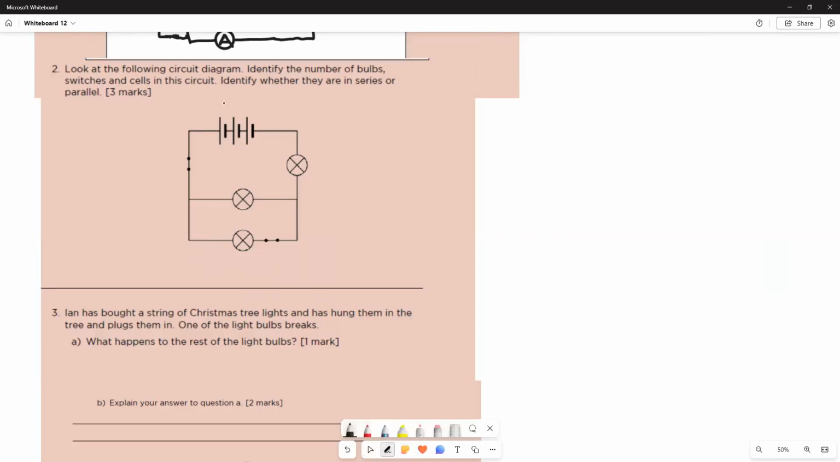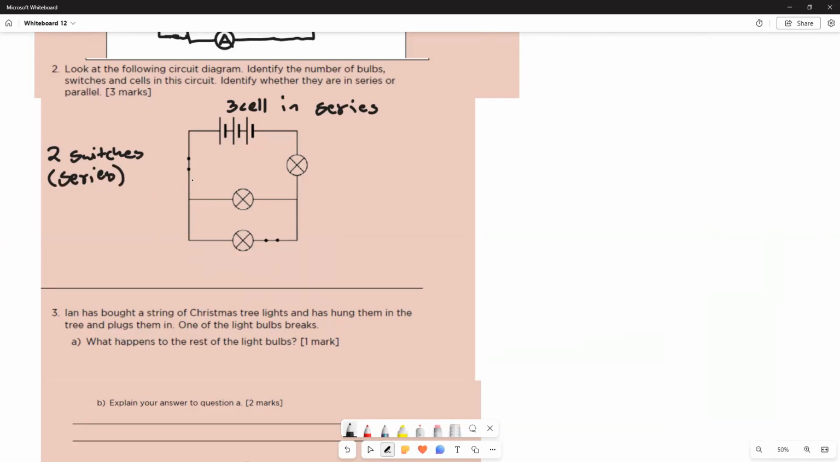So obviously you can see that there are 1, 2, 3 cells in series. They are in series, these ones, right? Because they said we need to say whether they are in series or parallel, right? And then there are 2 switches, right? 2 switches. Switches, you're always going to say series.